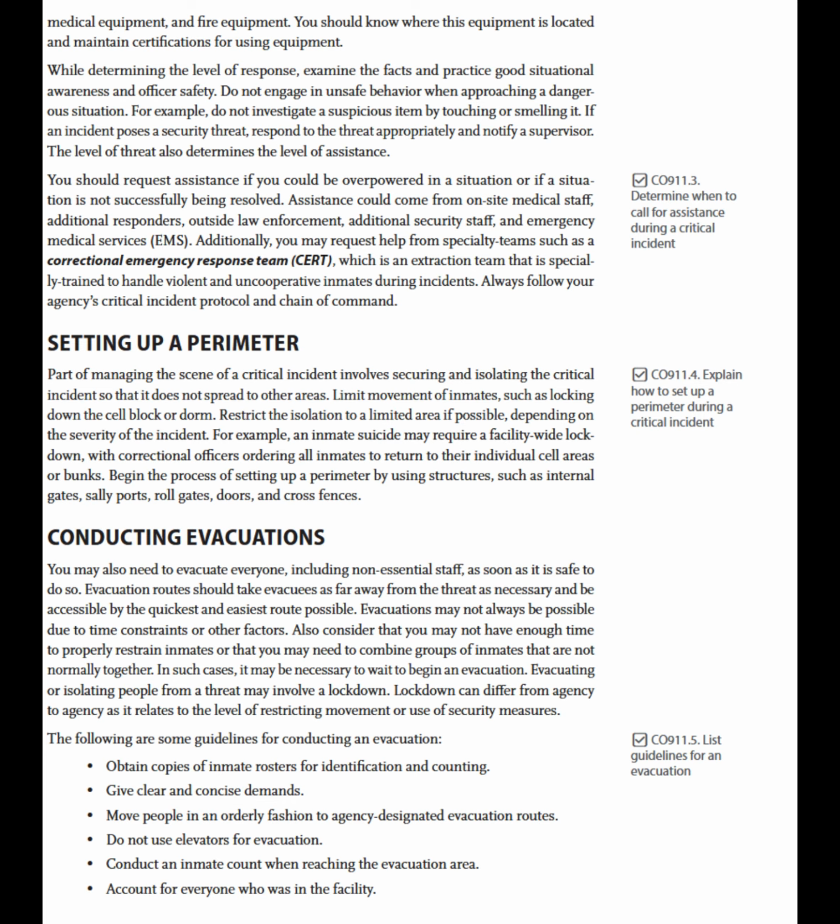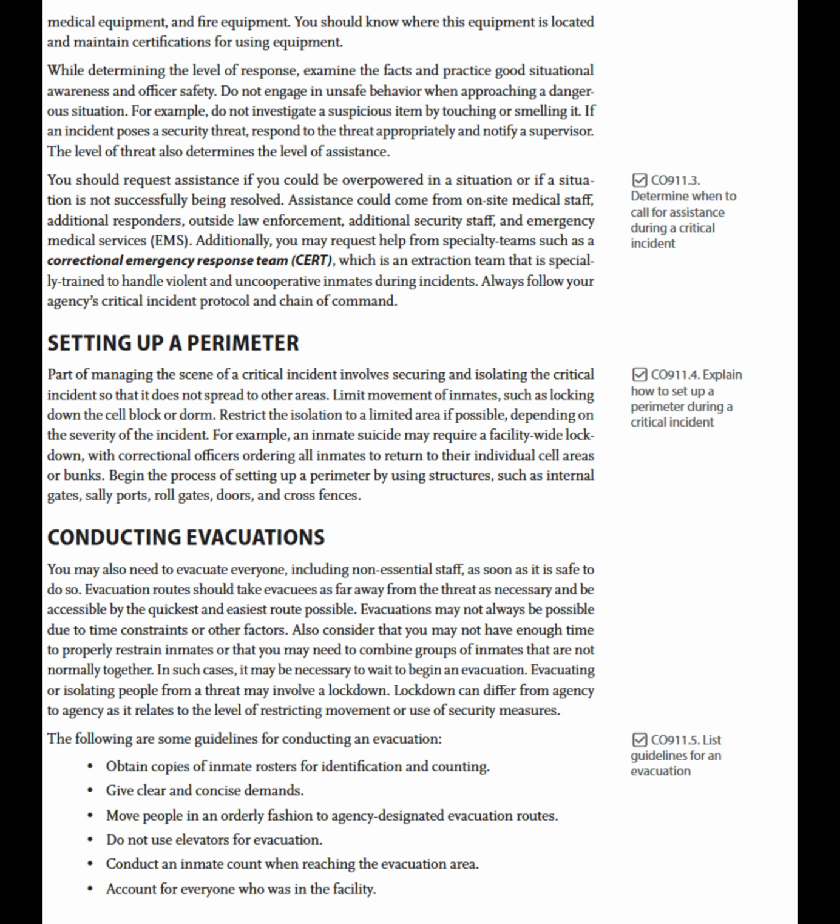For example, an inmate suicide may require a facility-wide lockdown, with correctional officers ordering all inmates to return to their individual cell areas or bunks. Begin the process of setting up a perimeter by using structures such as internal gates, sally ports, roll gates, doors, and cross fences. Conducting evacuations. You may also need to evacuate everyone, including non-essential staff, as soon as it is safe to do so.